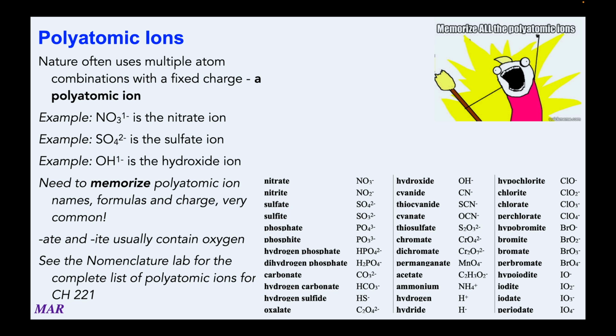So on the right-hand side here, I have a list from the Nomenclature Lab, which is the complete list of ions that I kind of want you to think about. And if you can go through and figure these out, you're good to go. Now, there are some patterns.